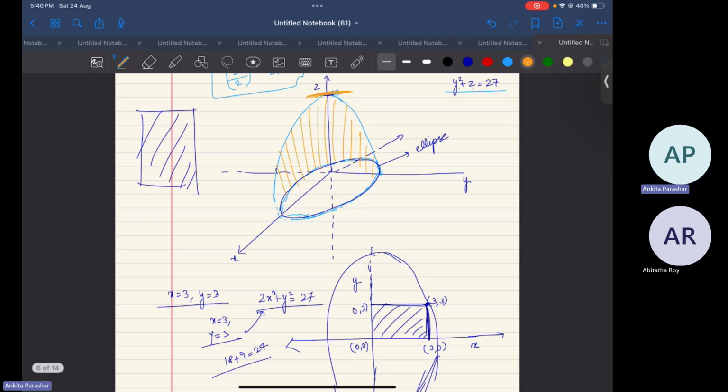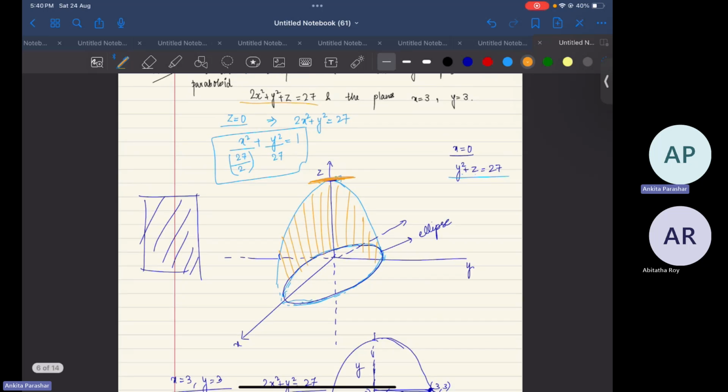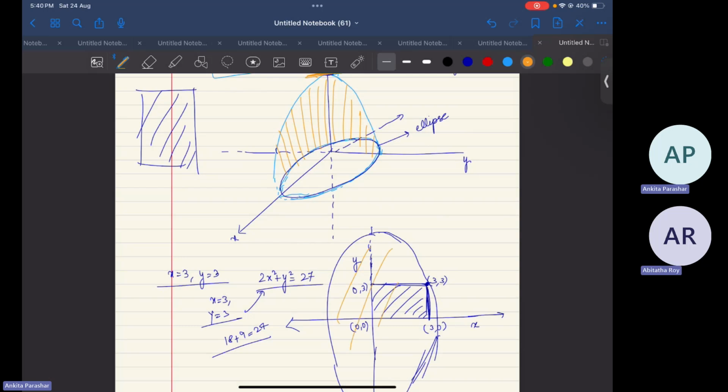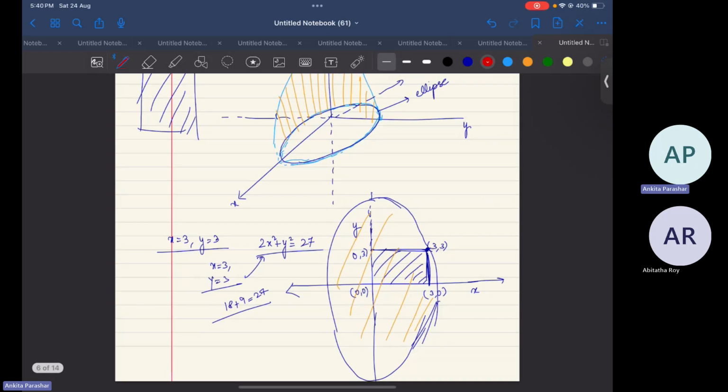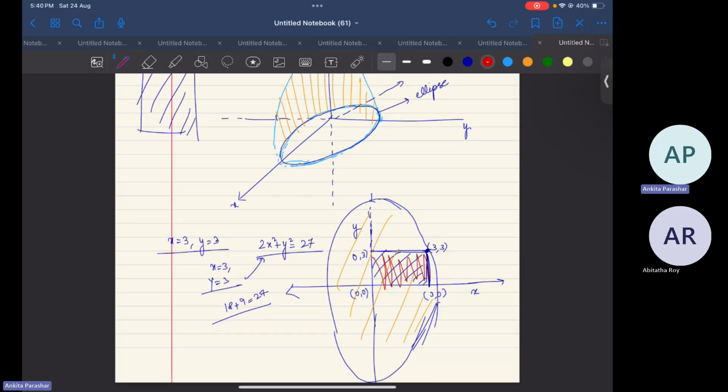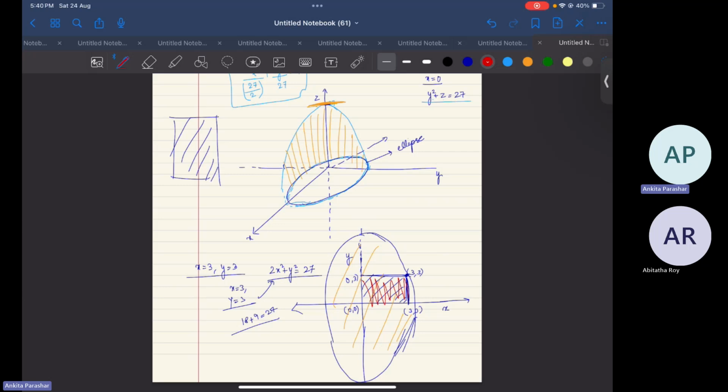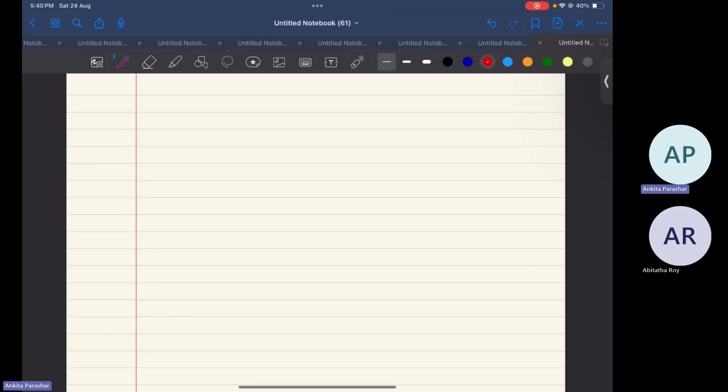Clearly your region, if I look at my ellipse region, my region of the elliptic paraboloid, this is quite large from the base. But in order to define the limits for x and y, I should be only focusing on the plane x equal to 3, y equal to 3, which is quite shorter than the region which is bounded by the ellipse. Yeah, so roughly let me just draw once again. What I want to say here is this.